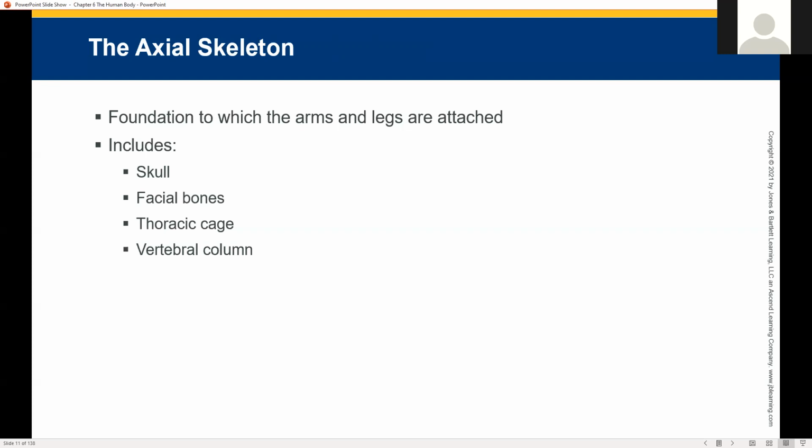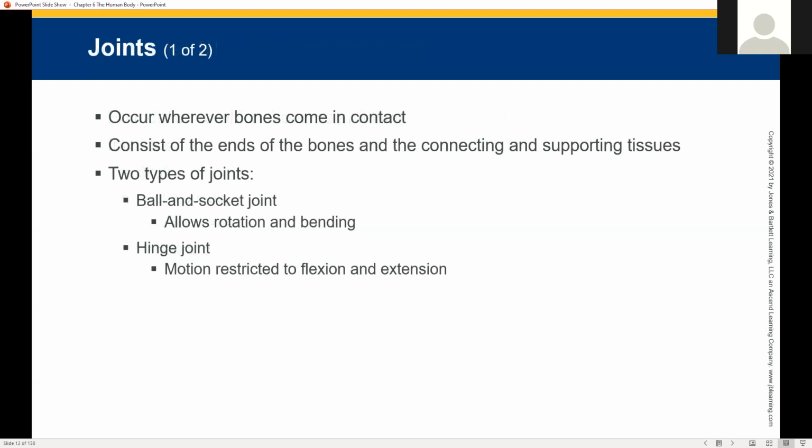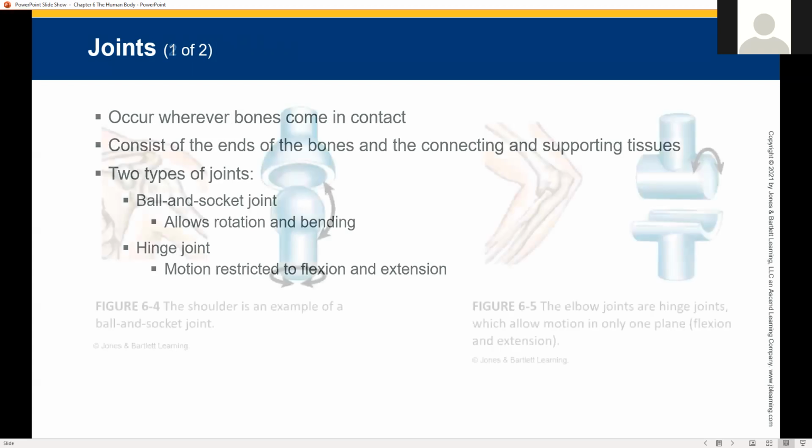There's several parts. Anyway, two types of joints. So anyway, you've got connecting and supporting tissues, and we'll kind of talk about this in just a minute. But the ball and socket joint allows rotation and bending. So your shoulders are the ball and socket, plus also the hips. Then you've got a hinge joint. Your hinge joints are elbows and your knees. So they actually do flexion and extension.